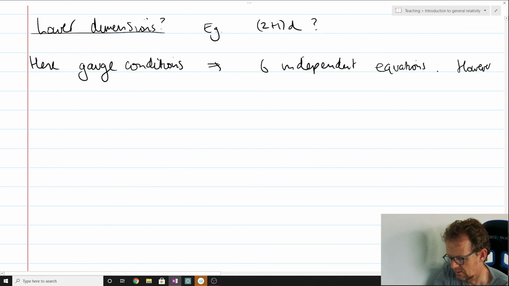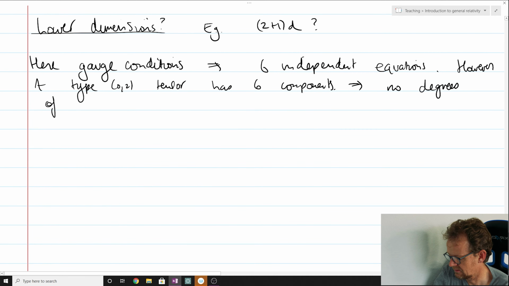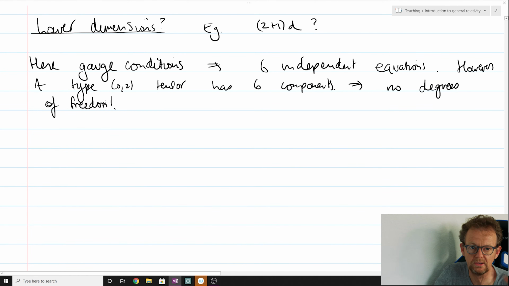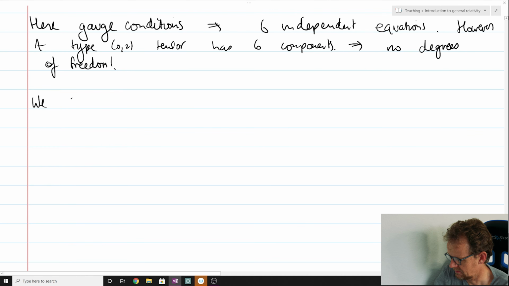However, a type (0,2) tensor in 2 plus 1 dimensions has 6 components. So a degrees of freedom count would tell us that the equations can be solved, but there are no degrees of freedom left over, and therefore one concludes that there are actually no gravitational wave solutions in 2 plus 1 dimensions. Now it's worth pointing out that we could have guessed this already.